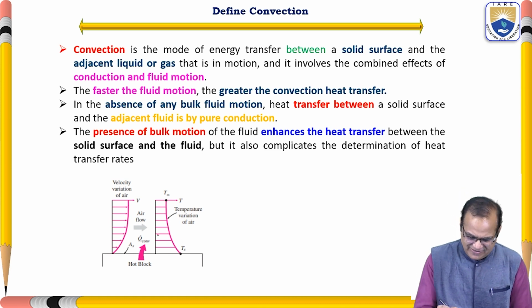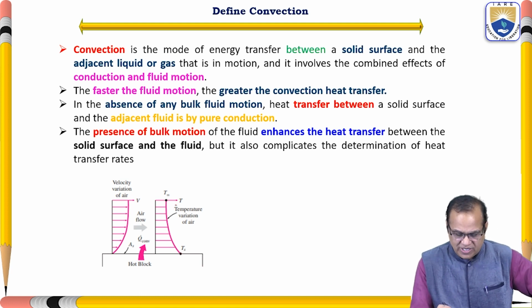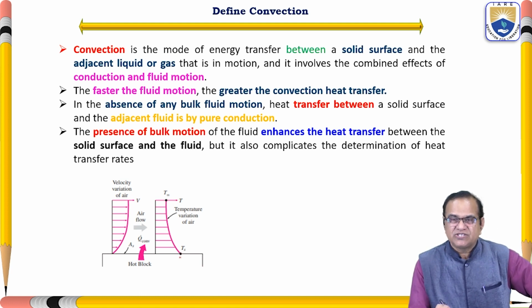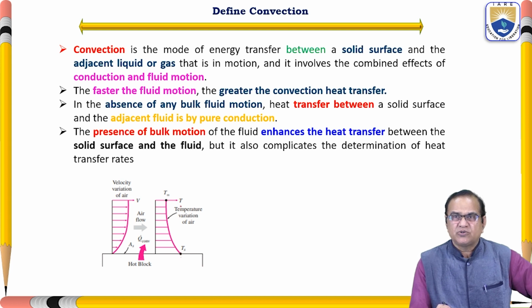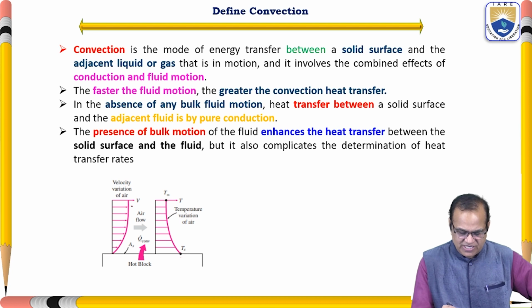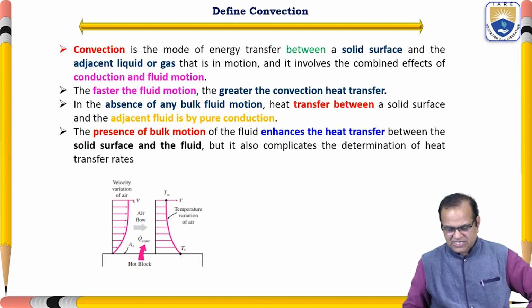So here you can see that as the velocity is increasing, at the high velocity you have the less temperature, and at the surface you have the high temperature. So the temperature variation of the air is shown, and here the velocity variation of the air is shown in this diagram.